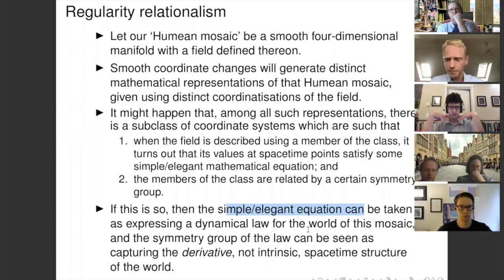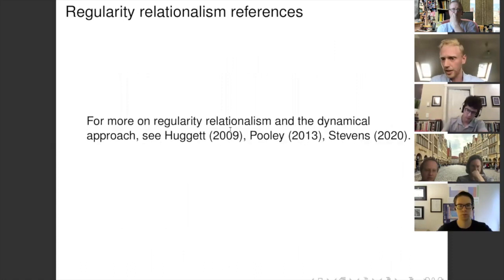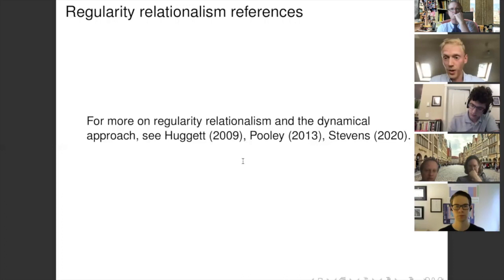So for more on this, I would recommend Huggett's review of the dynamical approach, but also these papers by Pooley and Stevens subsequently. If it works, then that's a good way, I think, of providing some metaphysical backing up metaphysically what the dynamical approach is supposed to be after, rather than just simply asserting space-time as a codification of the symmetries of laws of nature, which one might find to be too quick.